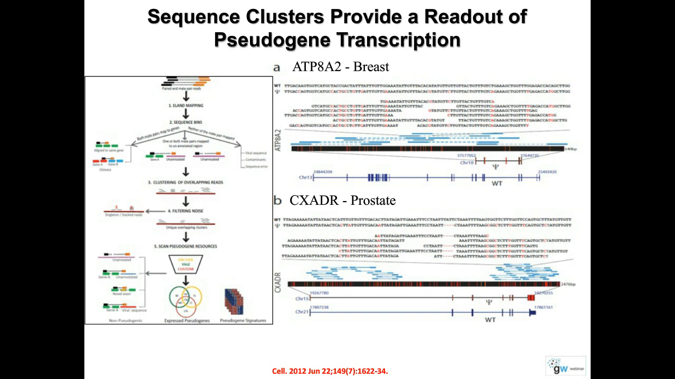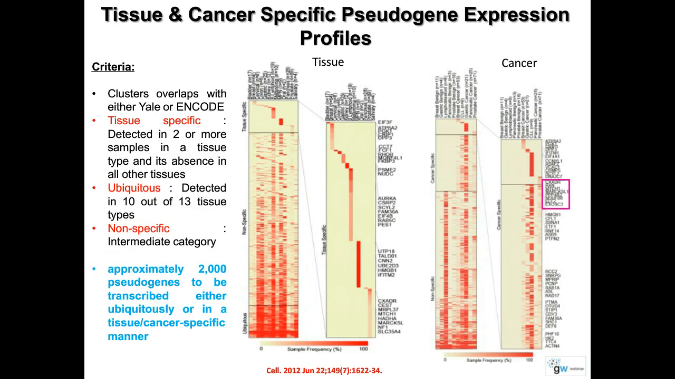Similarly, in another example in prostate cancer, we found CXADR, the wild-type gene, and we found the pseudogene, and there are a lot of insertions and deletions. Some of the sequences are missing in the pseudogene. These are some of the fundamental differences between the normal sequence and the pseudogene sequence. In the analysis of these 13 different solid cancers, we were able to identify about 2,000 pseudogenes transcribed either ubiquitously or in a tissue- or cancer-specific manner.